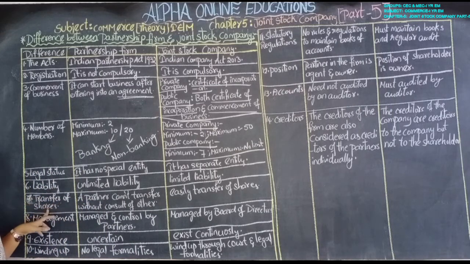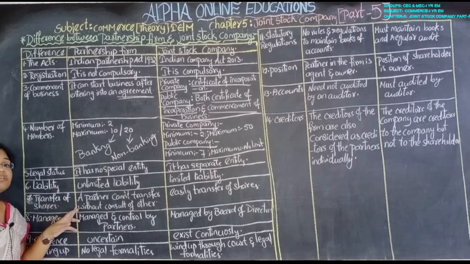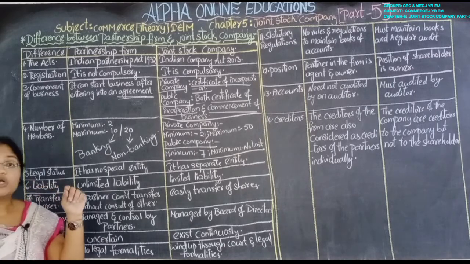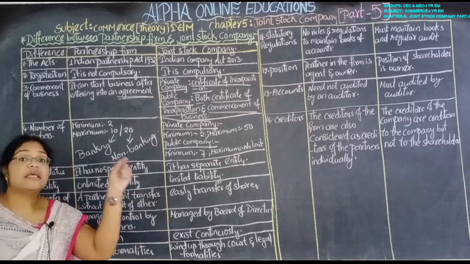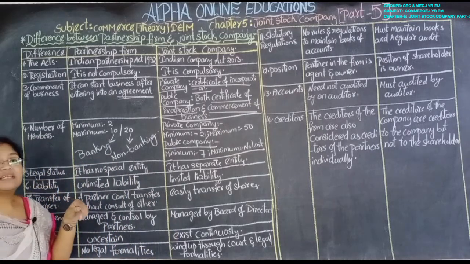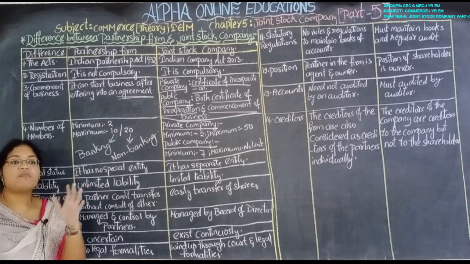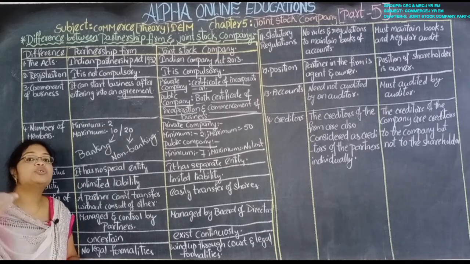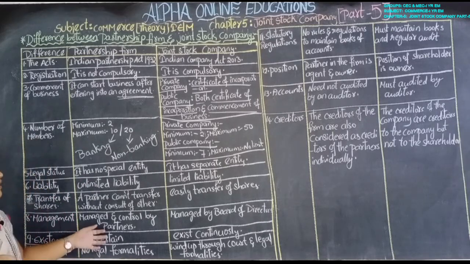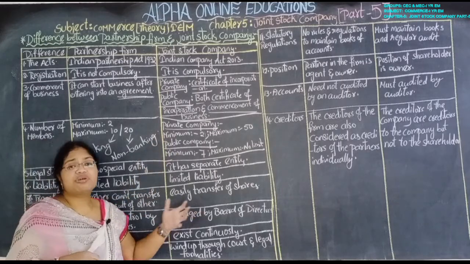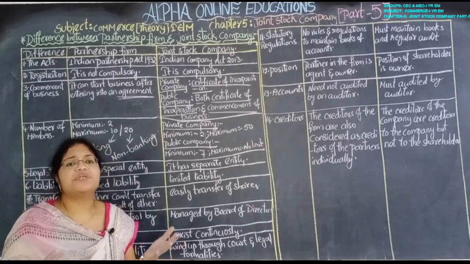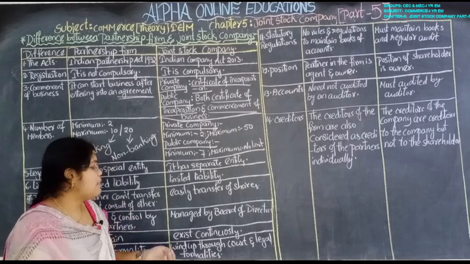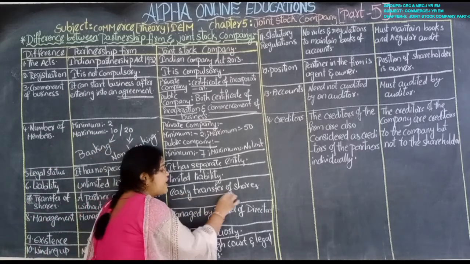Transfer of shares. Here the shares can't be transferred in the partnership form, because if a partner wants to transfer the share, then he has to get permission from all the partners. He has to consult all the partners if he wants to transfer the share. Whereas in the case of a joint stock company, there is no need to take any permission from other parties. Why? Because they can easily transfer the shares.